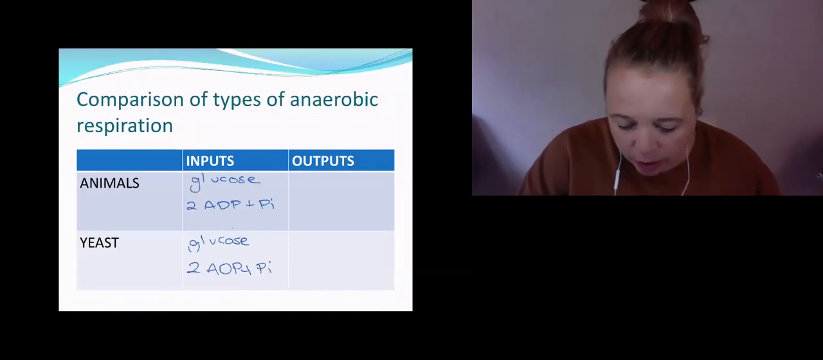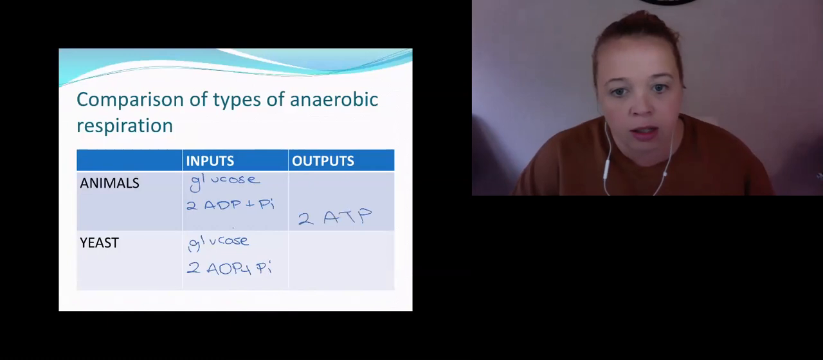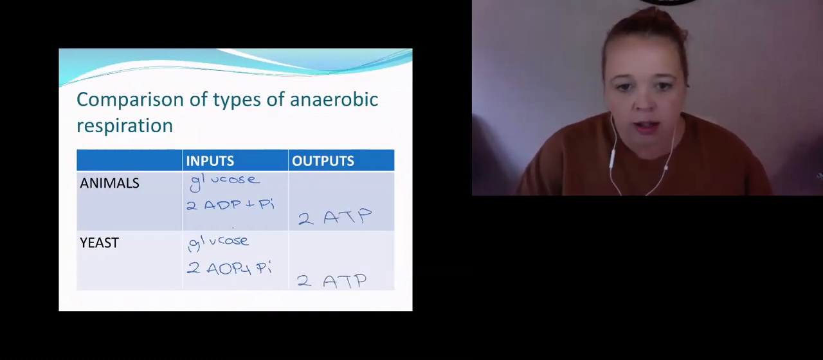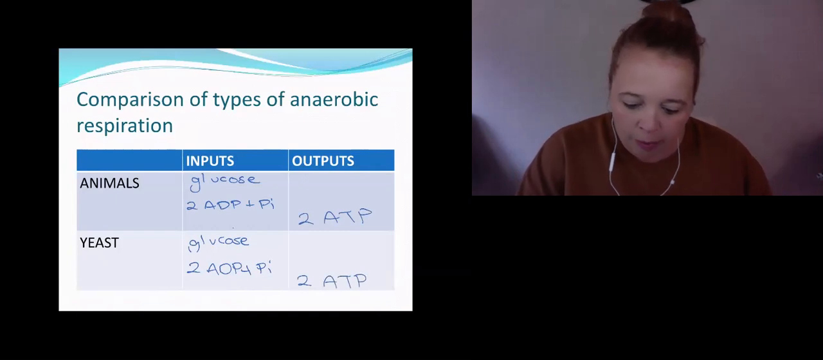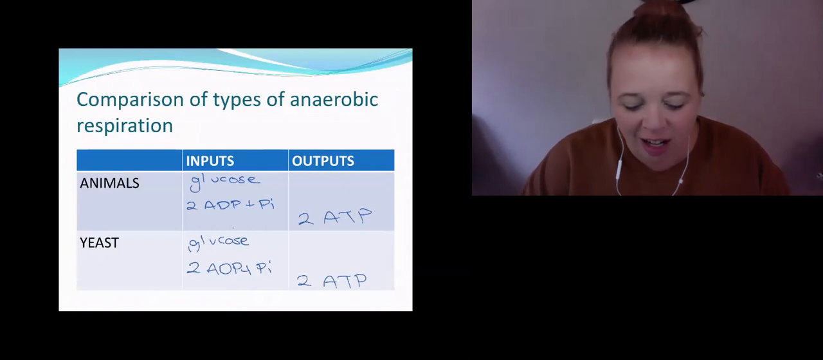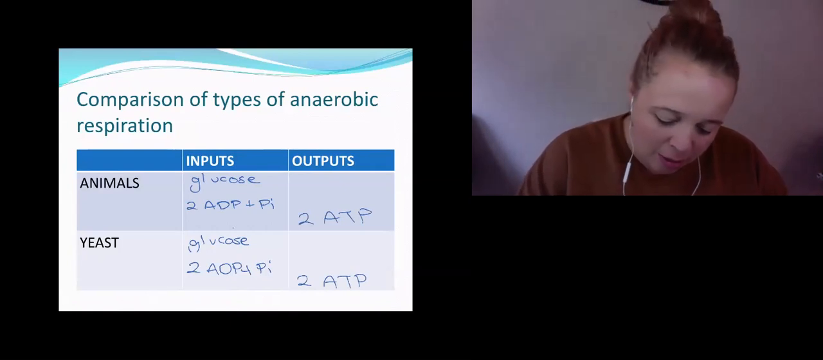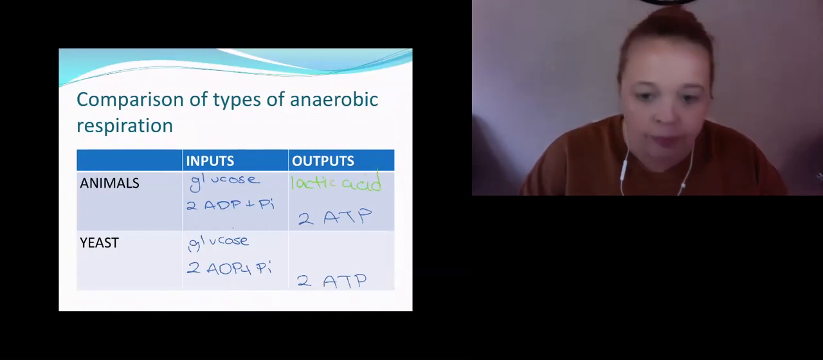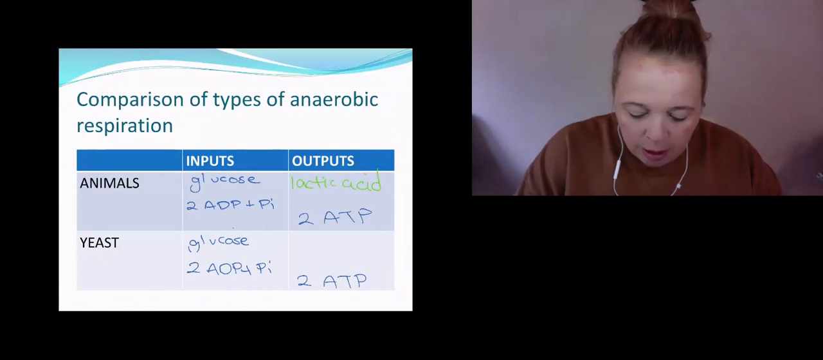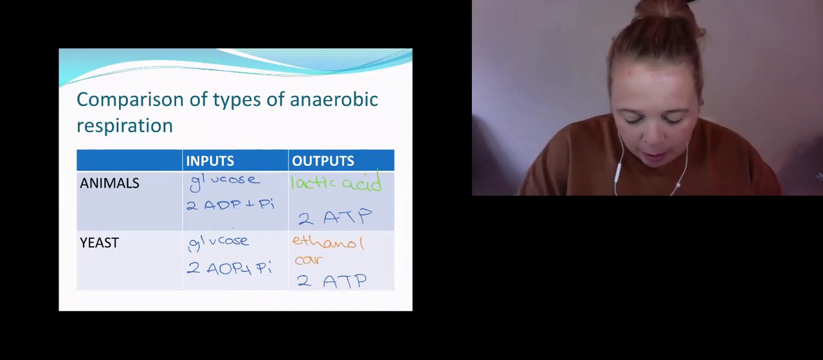So first off, my big output, the whole point of this is that I'm going to use some ADP and I'm going to get some ATP out. So they're the same, and I'm going to keep them in blue. Now, with animals, we don't make ethanol and carbon dioxide in our muscles. We make lactic acid, whereas in yeast, we make ethanol and we make carbon dioxide.